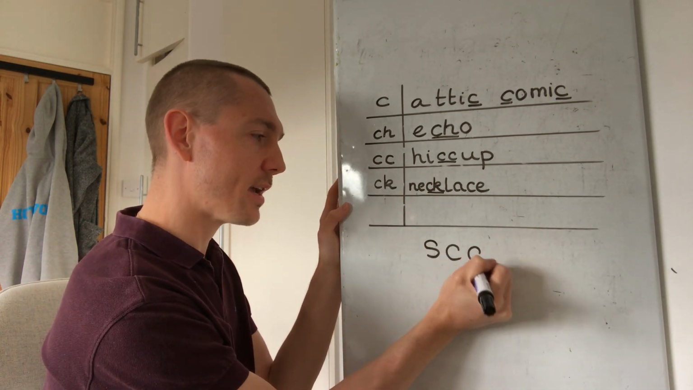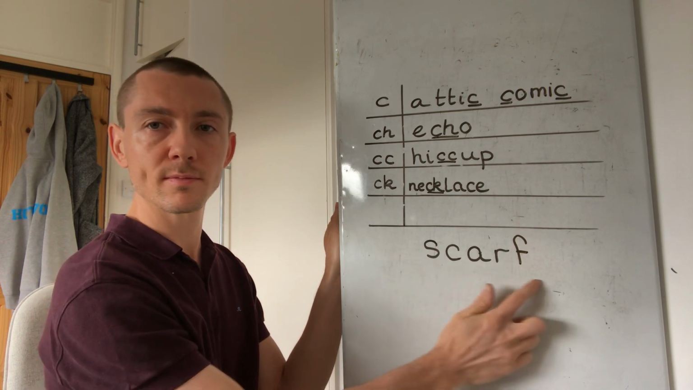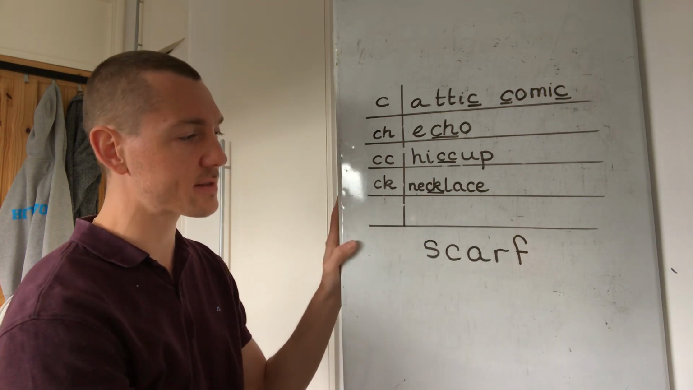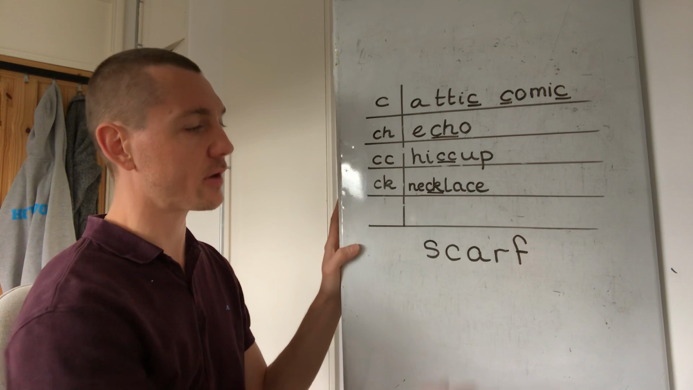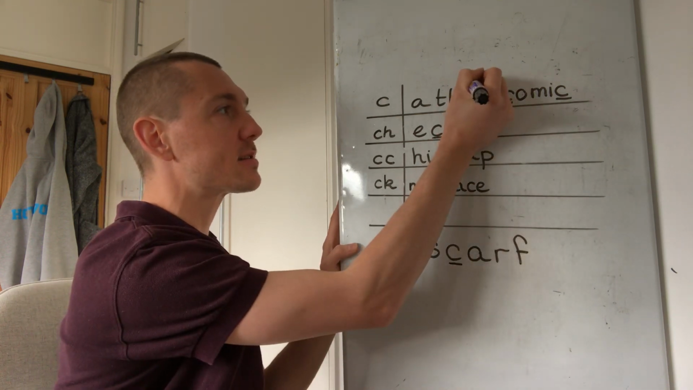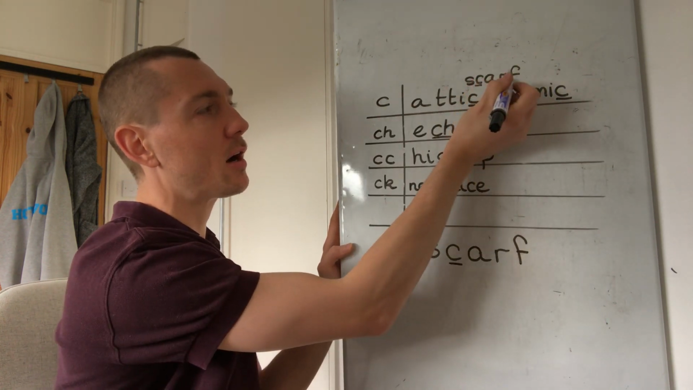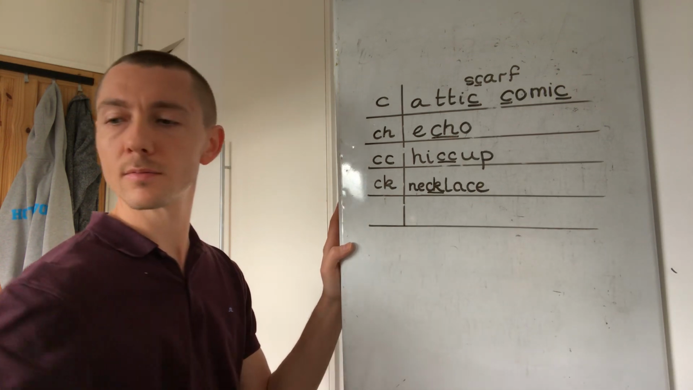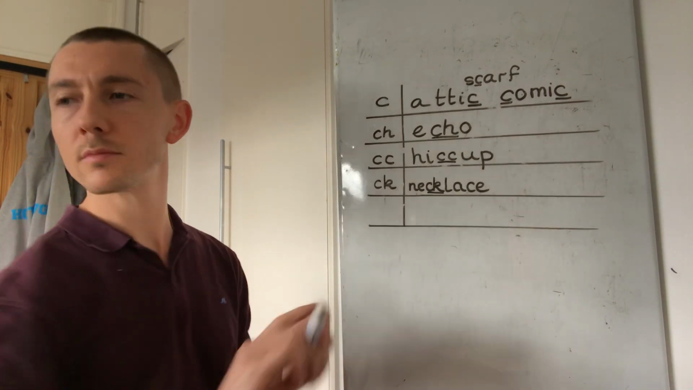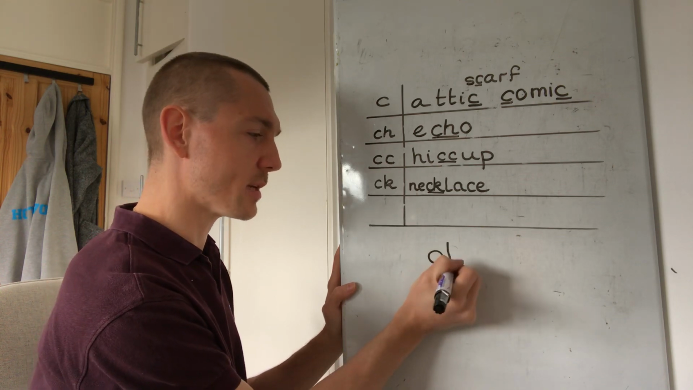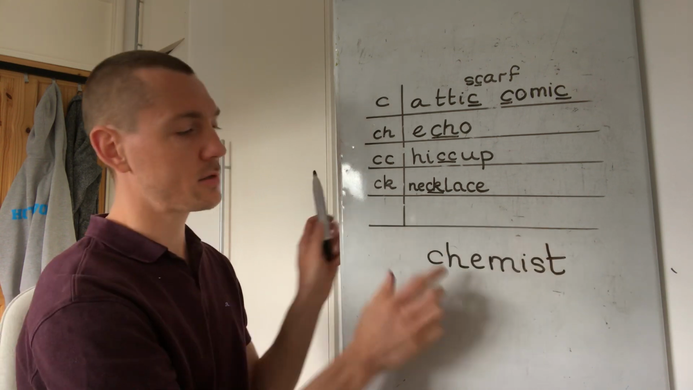The next word is 1, 2, 3. Good. Scarf. Okay, so where will we write scarf? And we've got the C spelling again, you're right. And we say sk, r, f, sk, r, f, scarf. Okay, 2-syllable word. After 3, 1, 2, 3.